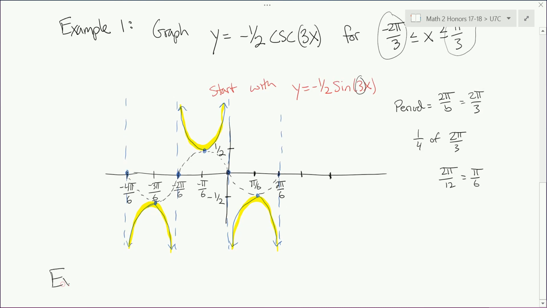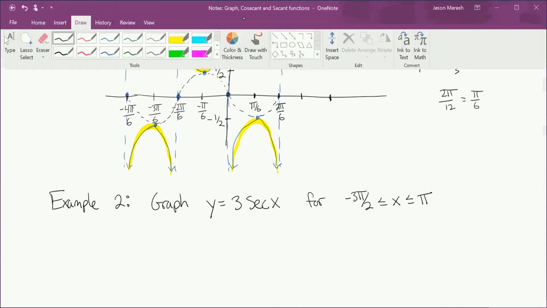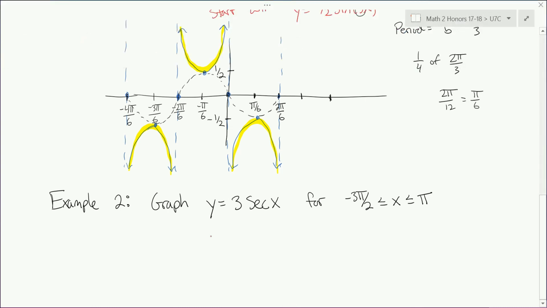Okay, so for our next graph, I'd like you to graph y equals 3 times the secant of x for x between negative 3 pi over 2 and pi. Okay. So whenever you have that secant or cosecant, you always use your helper graph first. Start with the reciprocal. So what's the reciprocal of this? y equals 3 cosine x. Do everything you can with that one, and then go ahead and do the secant. I'll give you a couple minutes to work ahead here.